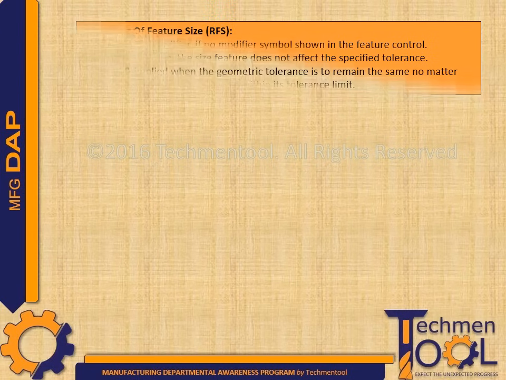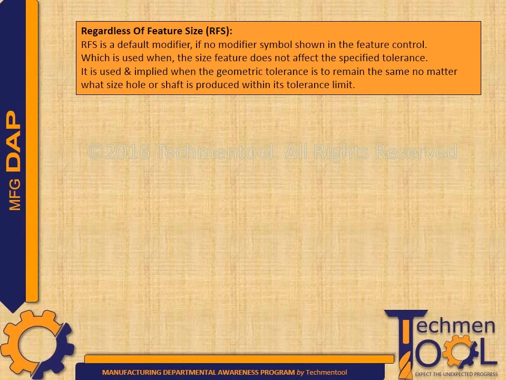Regardless of feature size, RFS. RFS is the default modifier if no modifier symbol is shown in the feature control frame, which is used when the size of the feature does not affect the specified tolerance. It is used and implied when the geometrical tolerance is to remain the same no matter what size hole or shaft is produced within its tolerance limit.